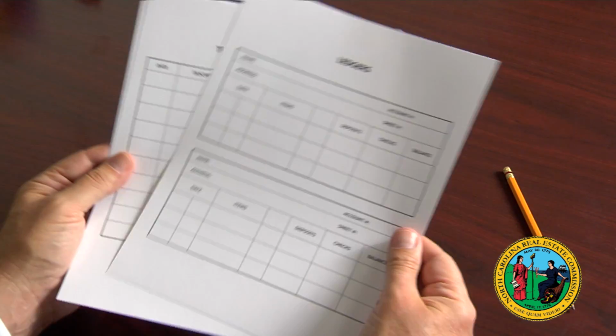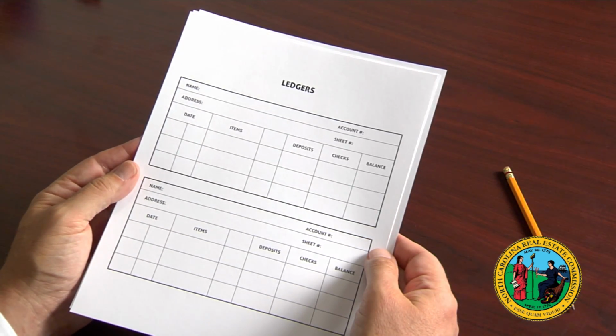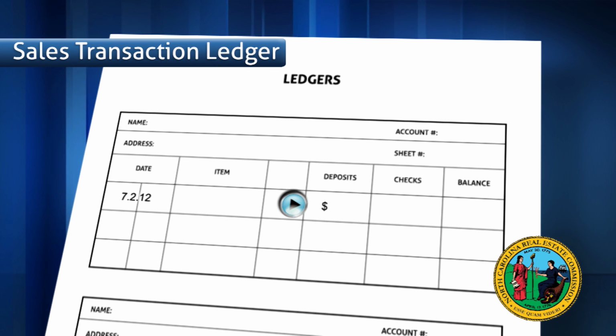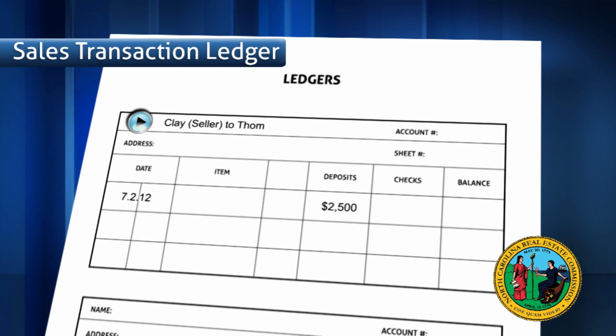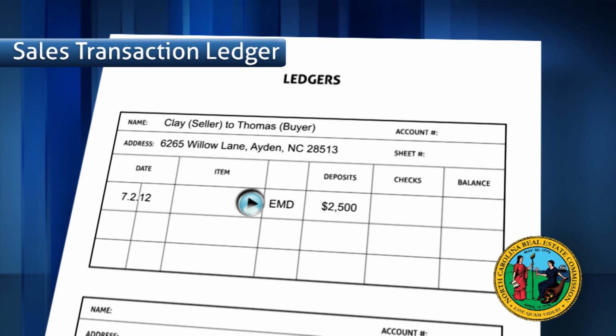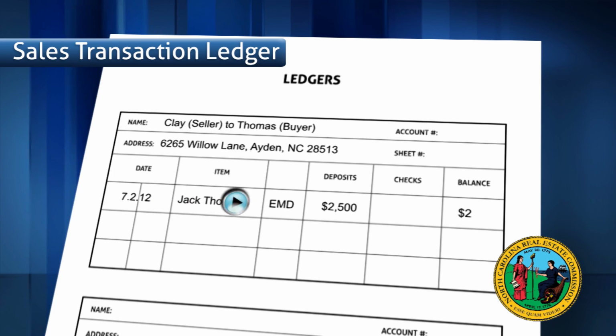Now we need to document the deposit of the earnest money on the trust account sales transaction ledger. Document the deposit of the earnest money by identifying the date, the amount, the parties to the sales transaction, the property, the purpose of the deposit, from whom received, and the running balance on the journal.